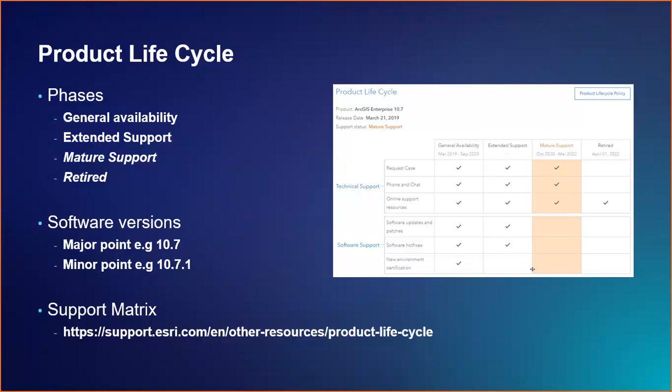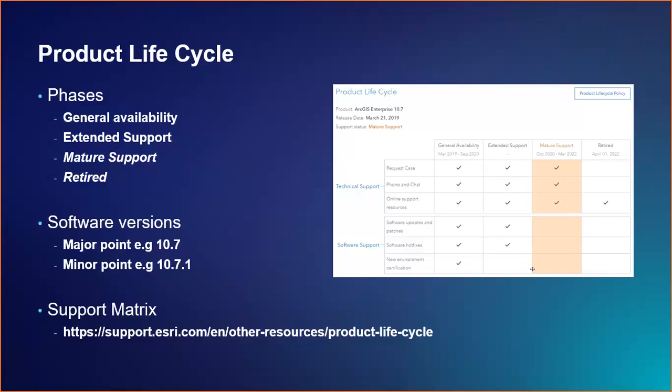The second interesting part is the speed with which you move through those phases, and this gets us on to the software versions. As of 10.7, Esri introduced release cycles based on major point and minor point releases, so, for example, 10.7 or 10.7.1. What's interesting is the major point releases, like 10.7 or 10.8, basically have 3 years of support until you go into the retired phase. For the minor point releases, you essentially have 6 years of support until you move into the retired phase.